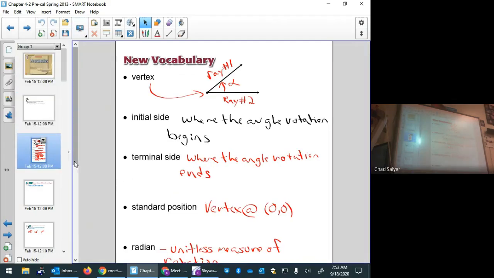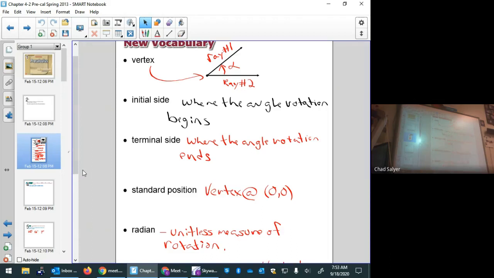So standard position is when you have the vertex at the origin, and then a radian is a unitless measure of rotation. This is awesome terminology.